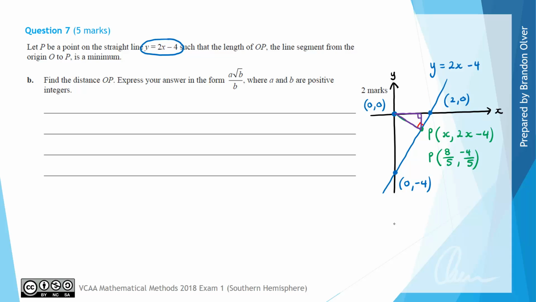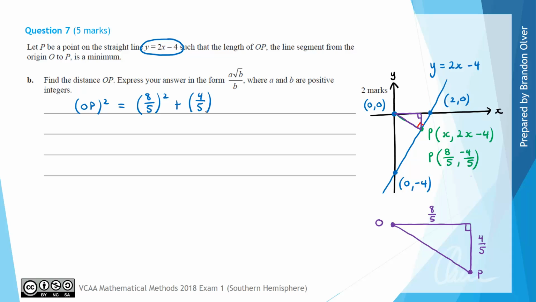So drawing that triangle out a little bit larger, we have this is the triangle here. This is a right angle. This was the origin O, and this was the point P. So we know that the x value of P was 8 on 5, which makes this length 8 on 5, and that the y value is negative 4 on 5, so just for the length this is 4 on 5. So we know that the distance OP squared is going to equal a squared plus b squared using Pythagoras, which is 8 on 5 squared plus 4 on 5 squared.